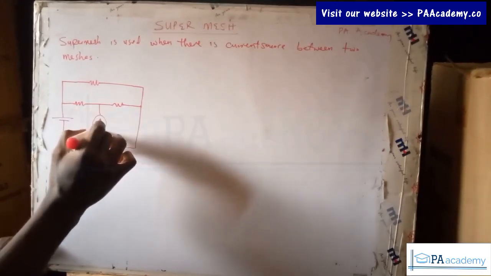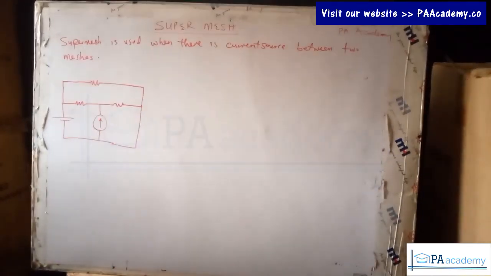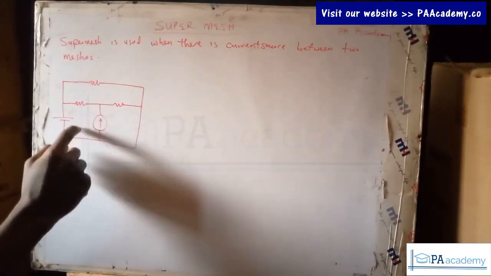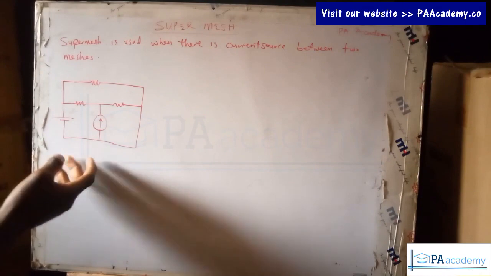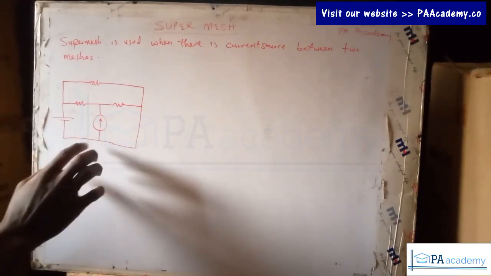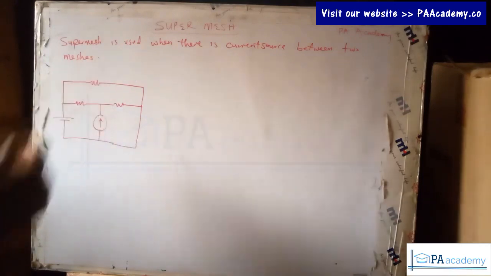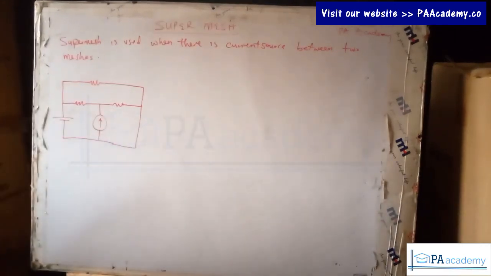So this is what makes it a supermesh. You can see in this diagram we have a current source in between two meshes. If you have to solve this using ordinary mesh analysis, you will not be able to do it because of this current source in between. So that is where the idea of supermesh comes into place.